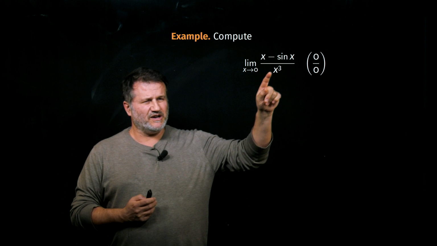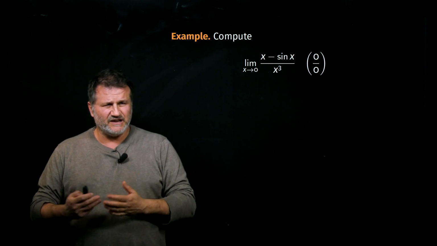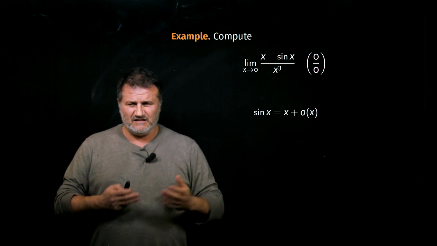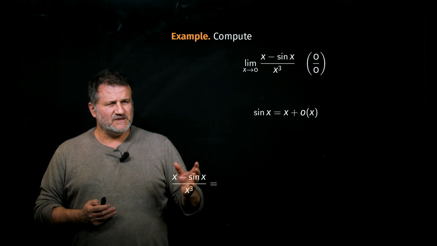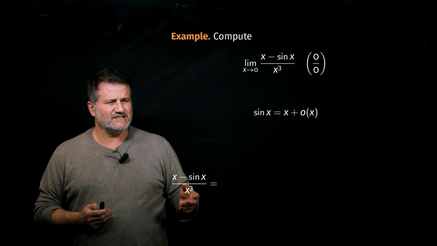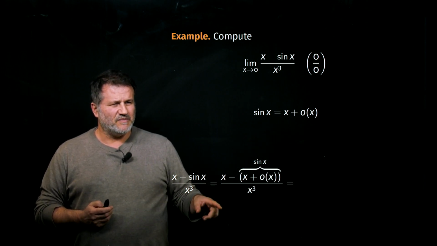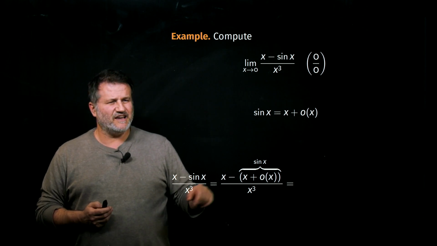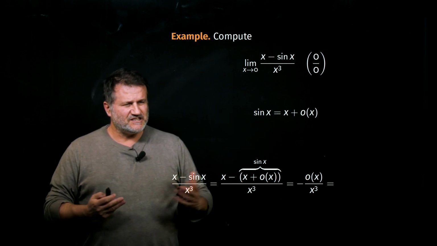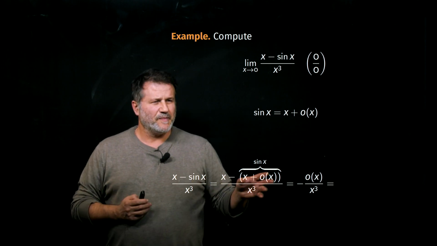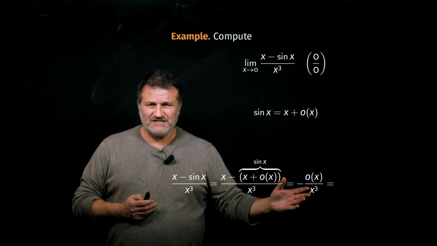So to respond to this question, we look at sin x, and we use the asymptotic expansion, the Maclaurin expansion of sin x, which at the first degree is sin x equals x plus little o of x. So this means that if we take (x minus sin x) divided by x cubed, we can say that this is x minus, replacing sin x by this, divided by x cubed. Here we can do the algebra and simplify a bit, and we arrive at o of x divided by x cubed. Now the problem with this expression is that we have a 0 over 0 form, but we don't know exactly how fast o of x goes to 0. And in fact, this is an indeterminate form.